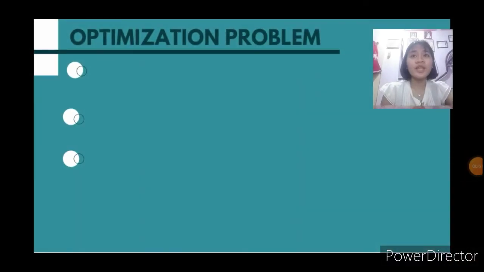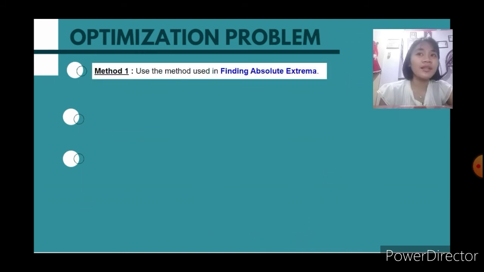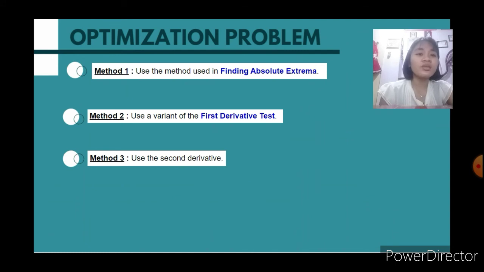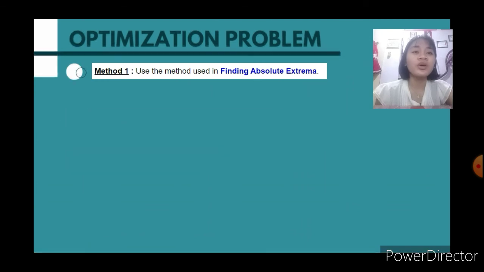So, before proceeding with any more examples, let's spend a little time to discuss some methods na gagamitin natin in solving optimization problem. Una dito, yung use the method used in finding absolute extrema. Next, yung use a variant of the first derivative test. And the last method is use the second derivative. Okay? First, discuss muna natin kung ano yung use the method used in finding absolute extrema. So, this is the method used in the first example kanina.